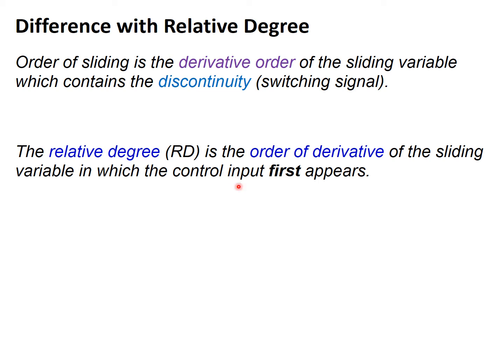But the definition of relative degree, as it stands, is a very general definition. It has nothing to do with sliding mode control. This is a very general definition for control systems. Relative degree is the order of derivative of the sliding variable, or any output, in which the control input first appears. Related to the discussion of sliding mode control, we have defined another thing, which is the order of sliding, which is the derivative order of the sliding variable which contains the discontinuity or the switching signal.